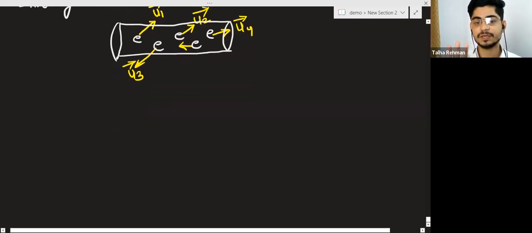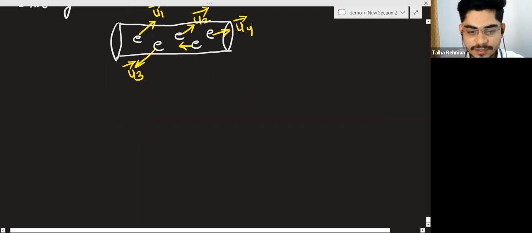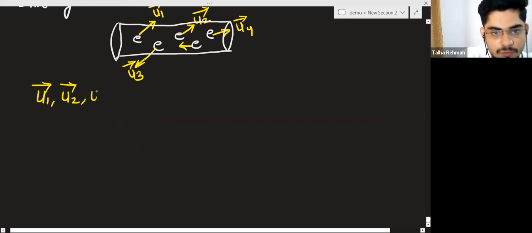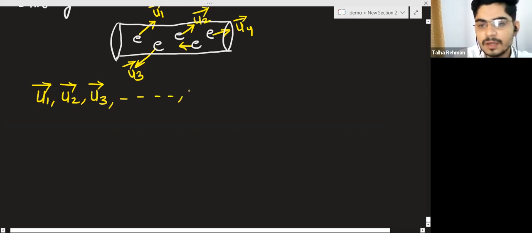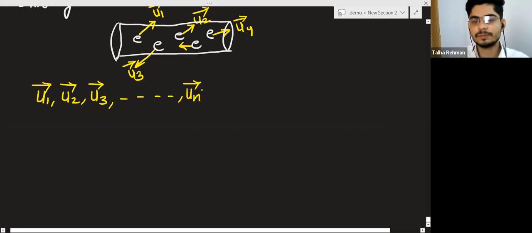This is the initial condition of electrons. Electrons are moving in very random directions when there is no electric field applied to the conductor. And here I will say U1, U2, U3, and I am supposing there are n number of electrons in this conductor. Are you getting my points or not? Yes, I'm getting. Actually, this topic you have to think a little bit.